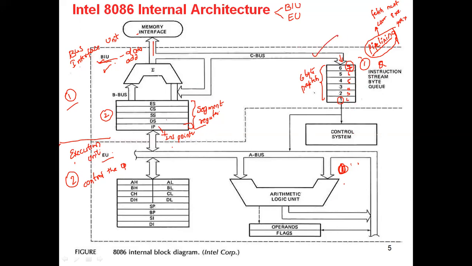And coming to the second part, segment registers. This bus interface unit is going to have 4 segment registers: 1, 2, 3, 4. The first one is ES, which stands for extra segment. CS stands for code segment. SS stands for stack segment. DS stands for data segment. These are the 4 segment registers we have. We'll look at them one after another. The first one is ES.